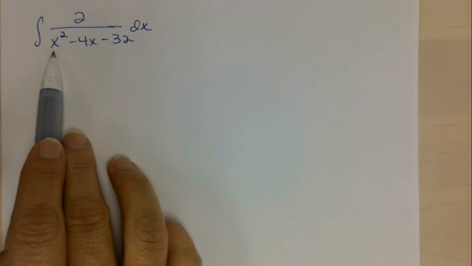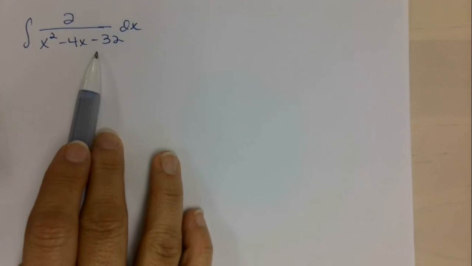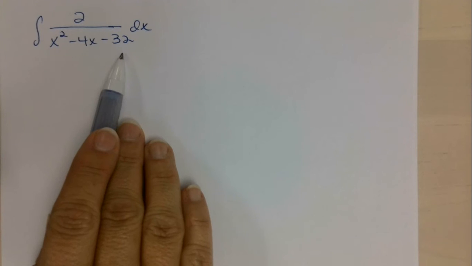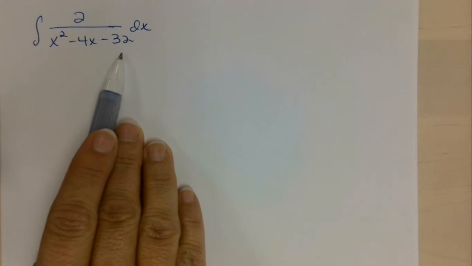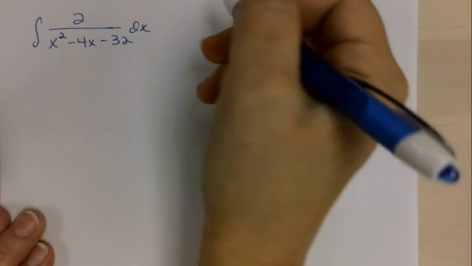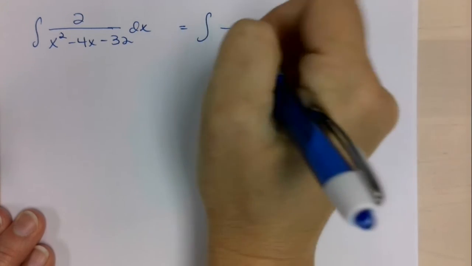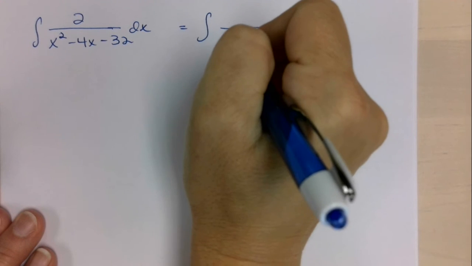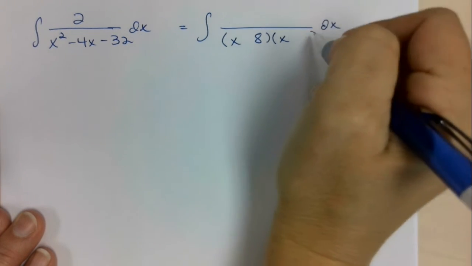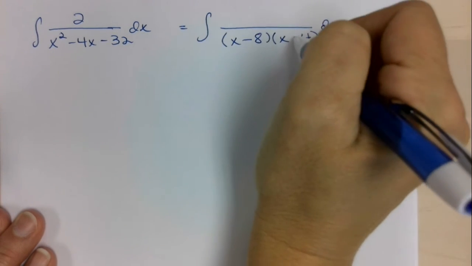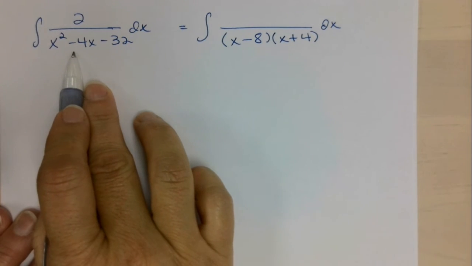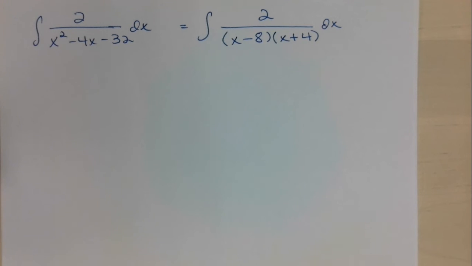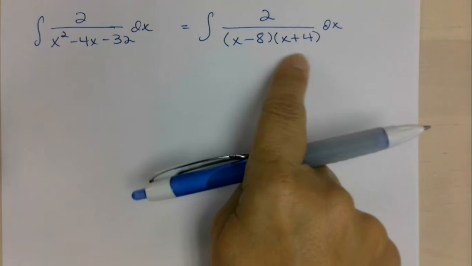Typically, our strategy is going to be whenever we see a quadratic in the denominator, now that we have this technique, the first thing we're going to do is check and see if this is factorable. And if it's factorable, then we're going to move ahead with the partial fractions. And in this case, this is factorable. This factors x and x, 8 and 4. I want it to be minus 8 and plus 4 so that I get that minus 4x in the middle. And then, of course, still have the 2 on top. So I've got my denominator factored.